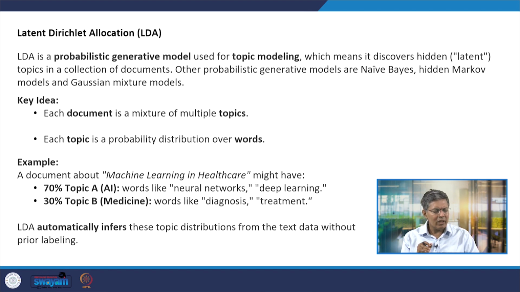So, what is the key idea of LDA? Each document is a mixture of multiple topics, and each topic is a probability distribution over words. Let us take this example: a document about machine learning in healthcare might have 70% topic A on AI, with words like neural network, deep learning, and 30% topic B on medicine, like diagnosis, treatment. LDA automatically infers these topic distributions from the text data without prior labeling. That is why it is a generative model; prior labeling is not there.